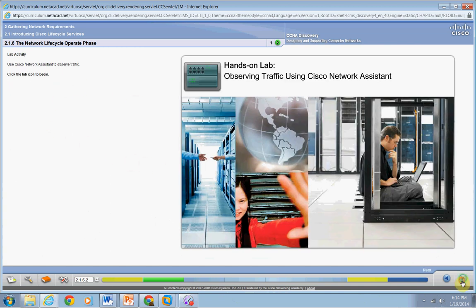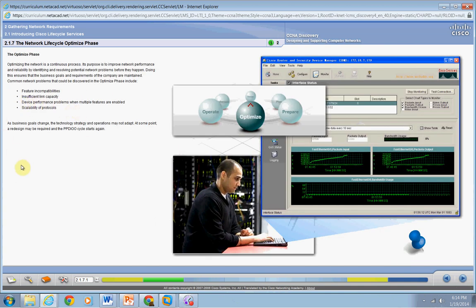This is another hands-on lab. So the optimize phase is basically, this phase is proactive management of the network, with all the goals of identifying and resolving issues before they become a problem for the business.